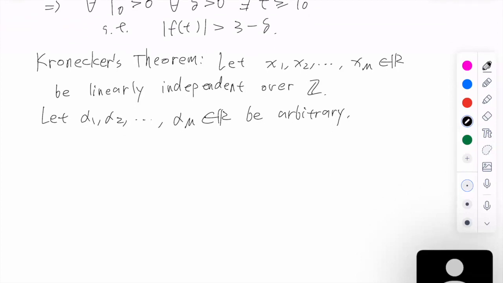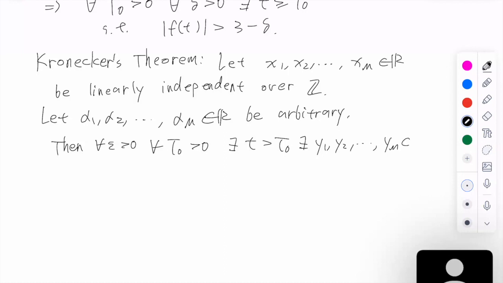And so under this setup, for every epsilon greater than 0 and for every t0 greater than 0, there exists some number t greater than t0, and there exists a sequence of integers such that the inequality is going to be valid for every small m.